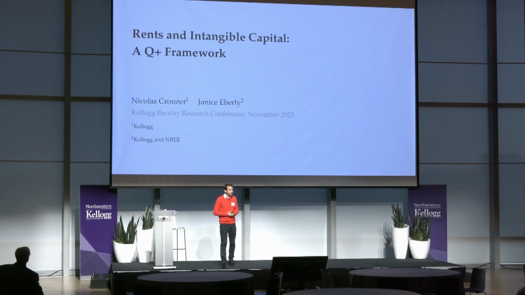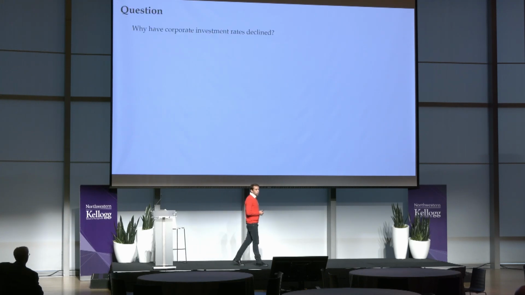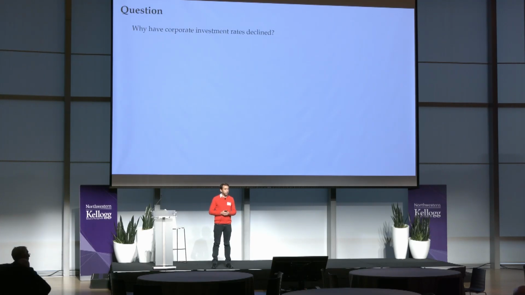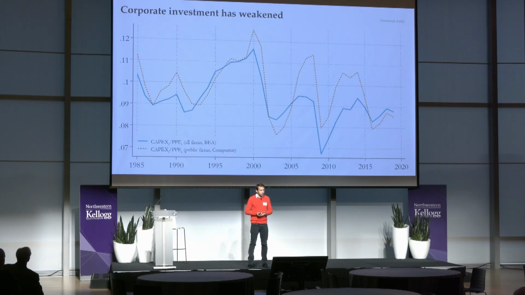I'll do my best. So this is titled Rents and Intangible Capital, a Q+ framework. It's joint with Jan, who's somewhere in the room, but I can't see you, Jan, because the lights are really bright up here. All right, so the question we had in mind when we started this project, or the puzzle, was this phenomenon that corporate investment rates in the US over roughly the last 3 decades have been on the decline. So let me just show you some data to fix ideas.